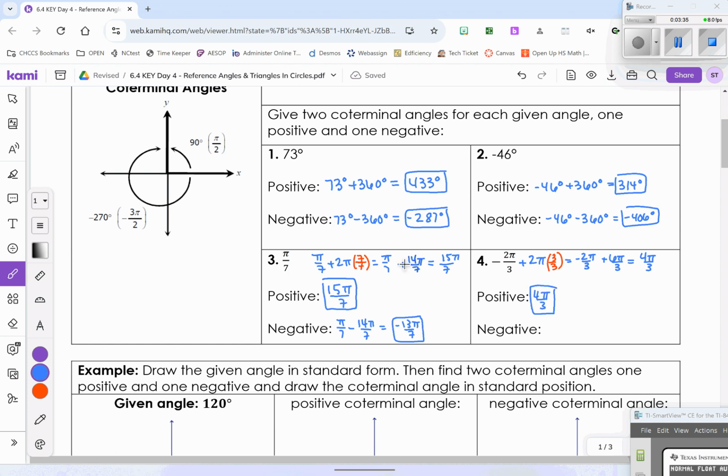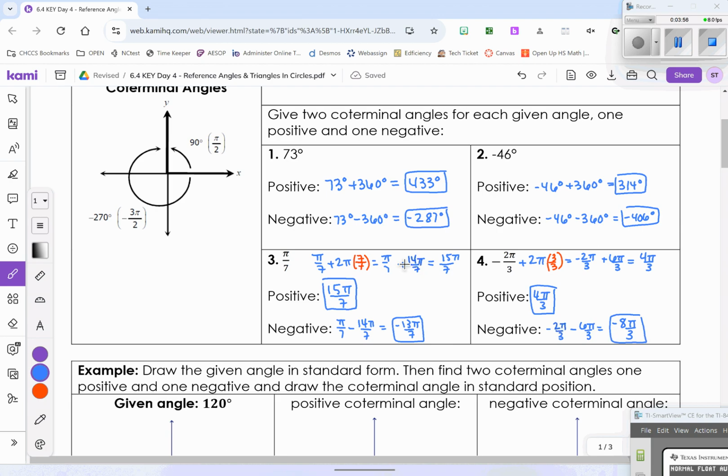And then if we want a negative one, we could again then subtract instead of adding 2 pi. So negative 2 pi over 3 minus, and we already did 2 pi times 3 over 3 up here. So 6 pi over 3 is the same thing as subtracting 2 pi. Just means we have a common denominator. And so when we do that, we get negative 8 pi over 3.